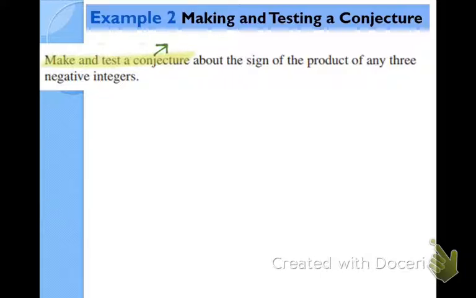When it says make and test a conjecture, you're going to feel a little bit like it is. It's okay if you have to borrow one or underline it, whichever one you want to do. It's going to feel a little bit like science class, just a smidge. Make and test a conjecture about the science. So when it says make and test, you're going to make 3 tests.